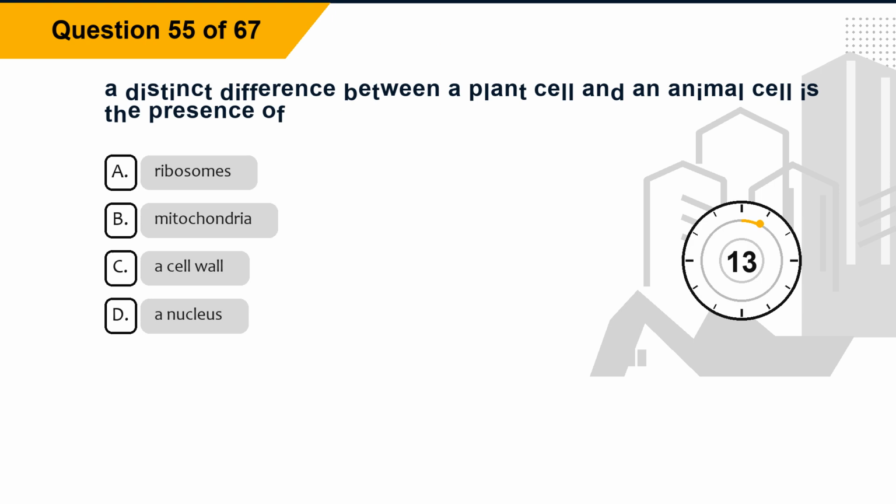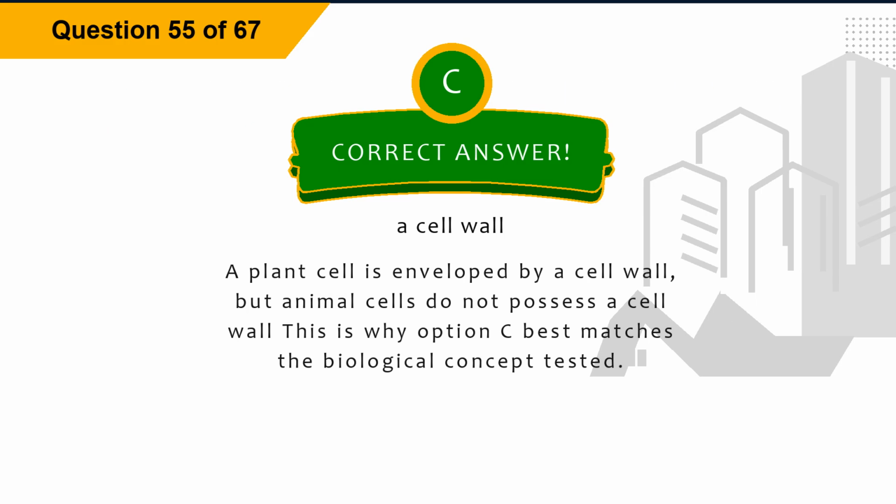Question 55. A distinct difference between a plant cell and an animal cell is the presence of option A, ribosomes. Option B, mitochondria. Option C, a cell wall. Option D, a nucleus. The correct answer is option C, a cell wall. Explanation. A plant cell is enveloped by a cell wall, but animal cells do not possess a cell wall. This is why option C best matches the biological concept tested.